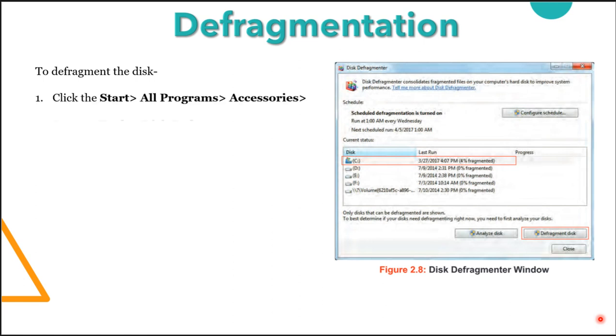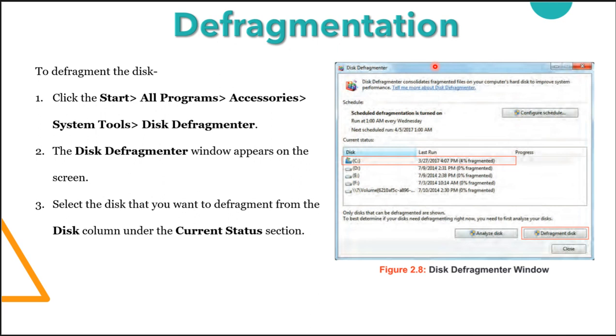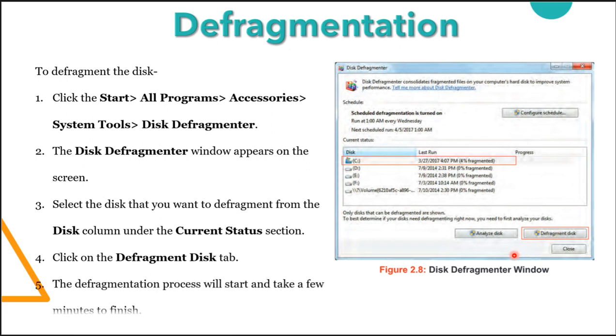To defragment the disk, first we need to search for the disk defragmenter, and this kind of dialog box will open. After that, you select the disk that you want to defragment from the disk column, and under the current status section, you can see the configure schedule option is also available. Using this, you can schedule your defragmentation process daily, weekly, or monthly. After that, click on defragment disk, the last option in the corner, and the defragmentation process will start and take a few minutes to finish. So here we completed our chapter, types of software.